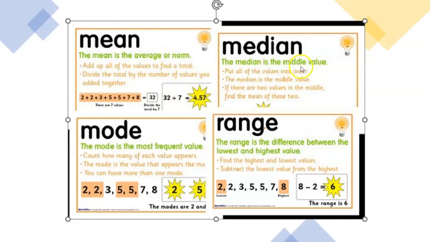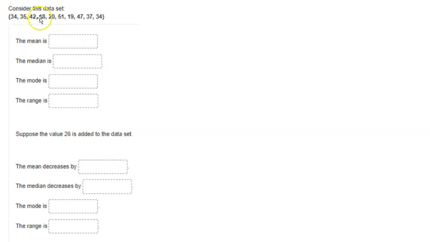There's the median, which is the number in the middle. The mode is the most, and the range is the difference between the biggest number and the lowest one. So we're going to do some examples, as many as we can in this little video. All right, so this is a data set, and that's what they're going to call it. They're going to call it your data set. So I'm going to need some small numbers here.